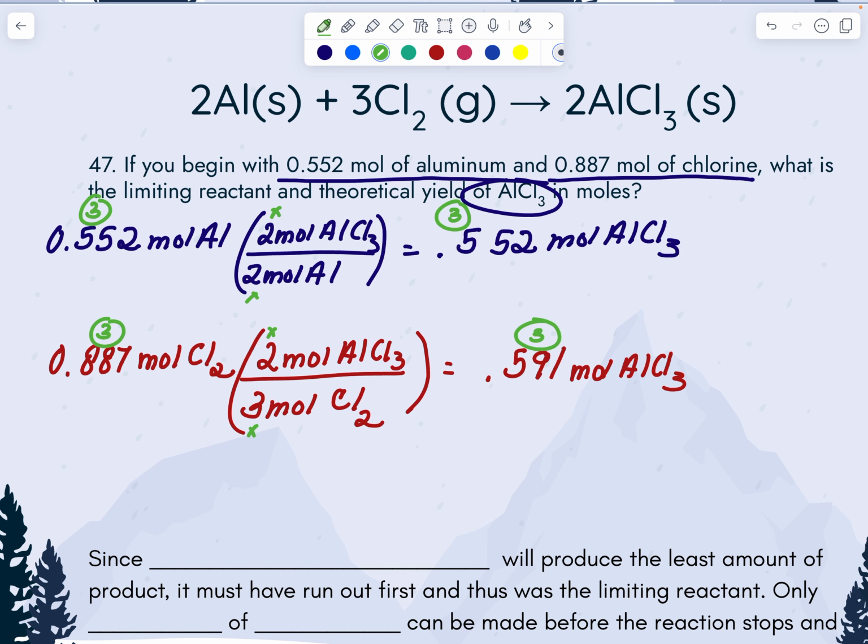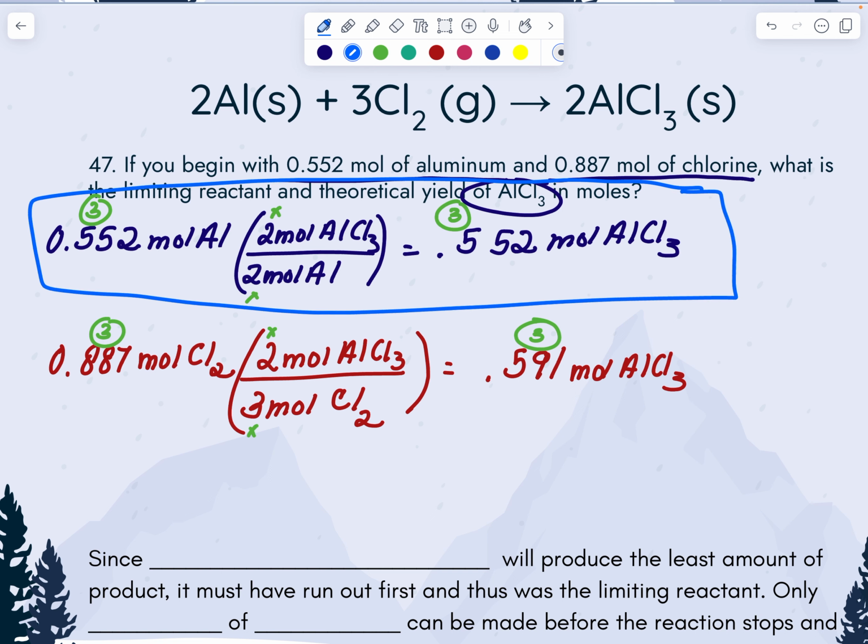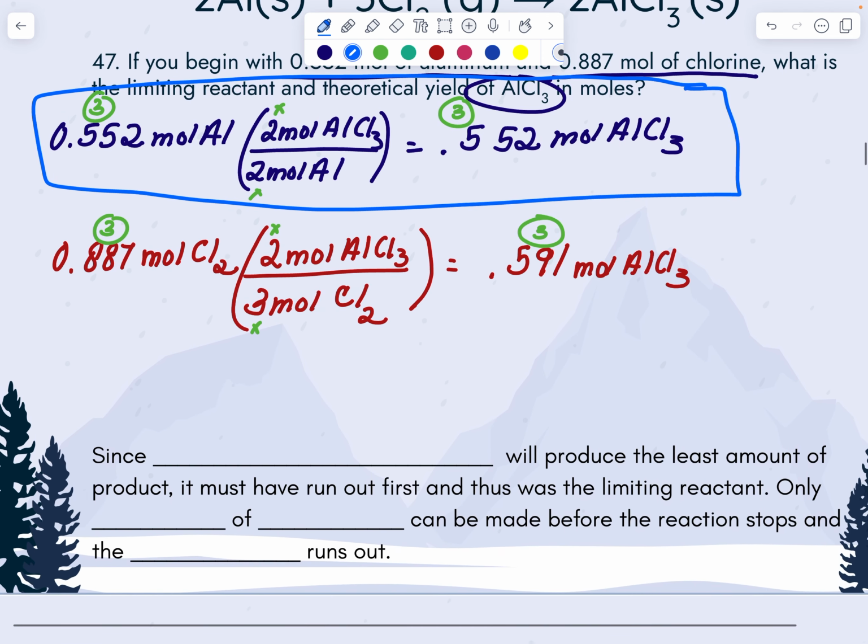Which one is correct? Which one is the right answer? So the right answer is always the lowest one. So this is the one that is lower. This will tell me that after 0.552 moles of aluminum chloride is made, the reaction will stop because the aluminum will run out. So I can't make 0.591 moles of aluminum chloride because there would be no more aluminum left to do that. Okay, so we always go with the smallest.